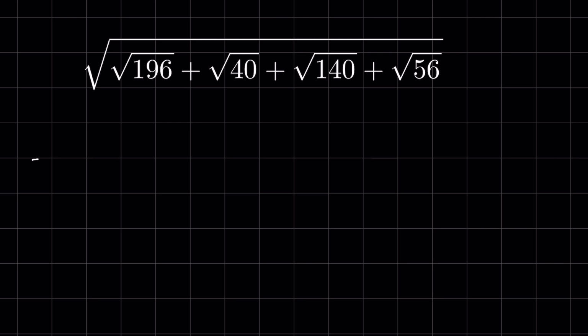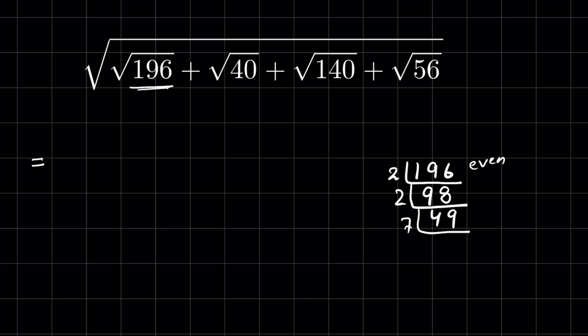So 196 under square root, to solve it we can factorize it. Now at the unit place we have 6, that is an even number, and we know whenever there is an even number at the end, that number is divisible by 2. So let's start with 2. 2 times 98 is 196, then 2 times 49 is 98, and then 7 times 7 is 49. 196 we can write as 2 square times 7 square.